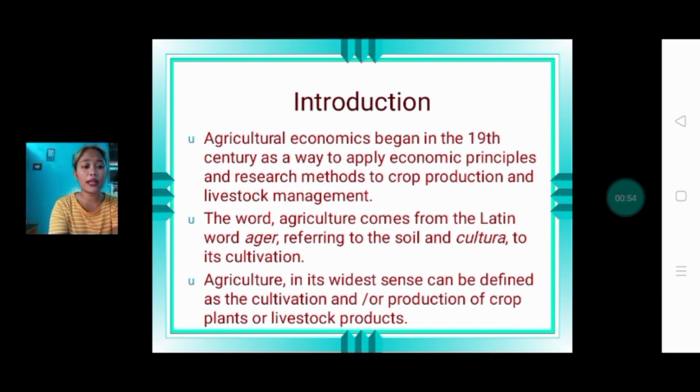So, next one is agricultural economics began in the 19th century as a way to apply economic principles and research methods to crop production and livestock management. So, the word agriculture comes from the Latin word ager, referring to the soil, and cultura to its cultivation. Agriculture in its widest sense can be defined as the cultivation and or production of crop plants or livestock products.